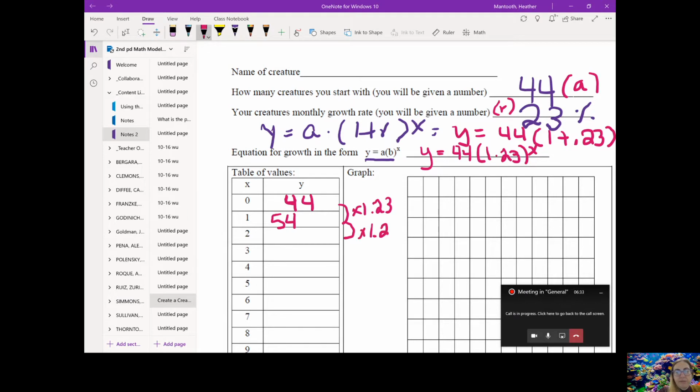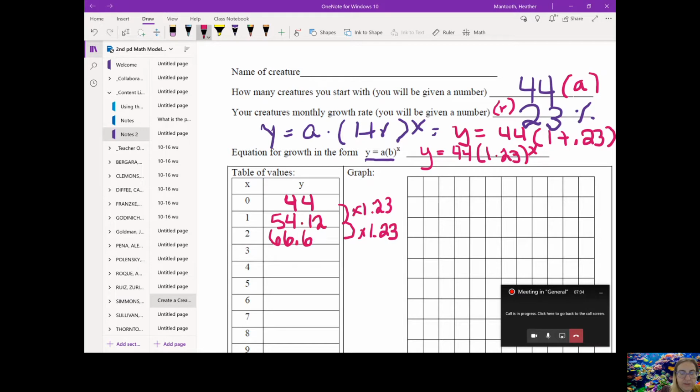And then I'm going to multiply by 1.23 again. Or if I wanted to, I could plug my equation into the calculator, y equals 44 times 1.23 to the x power, and just fill in a 2 for the x, 44 times 1.23 to the second power. But I'm just going to take my 54 and multiply it by 1.23. And I get 66.56.